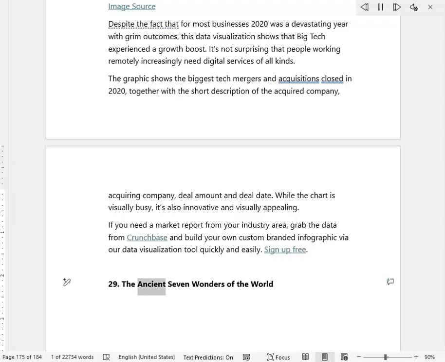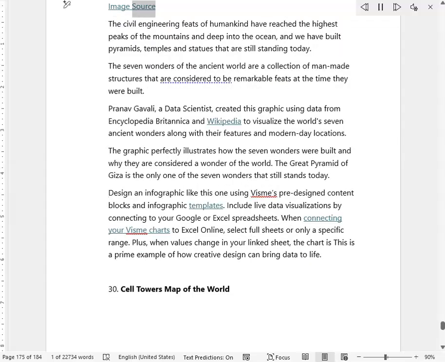29. The Ancient Seven Wonders of the World. Image source. The civil engineering feats of humankind have reached the highest peaks of the mountains and deep into the ocean, and we have built pyramids, temples, and statues that are still standing today. The Seven Wonders of the ancient world are a collection of man-made structures that are considered to be remarkable feats at the time they were built.